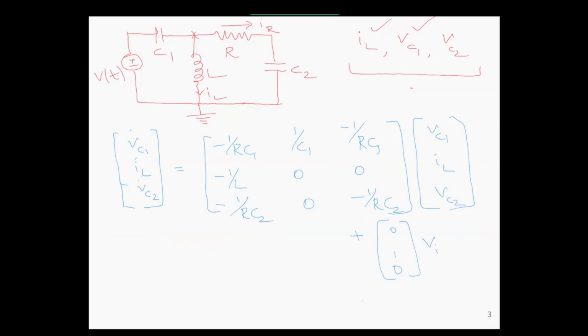VC1 dot, IL dot, VC2 dot on the left side, and on the right side we have the state matrix as minus 1 by RC1, 1 by C1, minus 1 by RC1, then minus 1 by L, 0 and 0, then 1 by RC2, 0, minus 1 by RC2, multiplied by VC1, IL and VC2. These are the state variables, plus 1 by RC1, 1 by L, 1 by RC2 times VI, which is the input. If we consider VC2 as the output, then the output matrix will be 0, 0, 1 multiplied by VC1, IL and VC2. VC2 is the output variable.